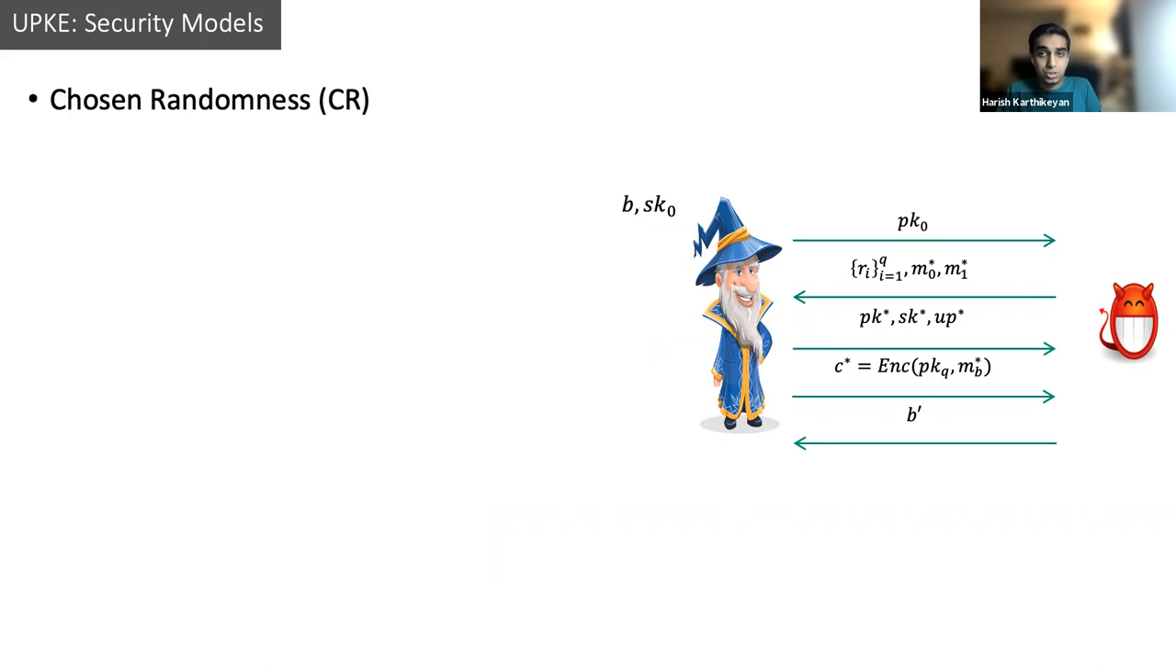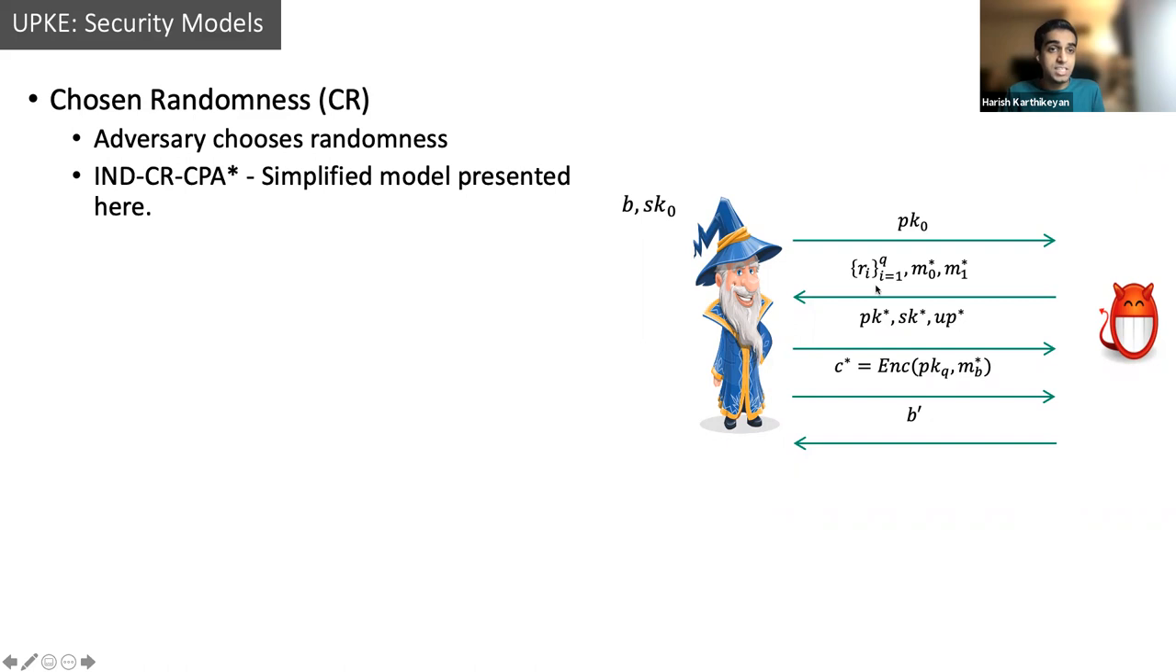CR is basically short for chosen randomness. Basically, the adversary chooses the randomness as indicated by the r_i's here. This is something that's adversarially chosen. IND-CR-CPA-star is a very simplified model presented here. And what is the simplification?